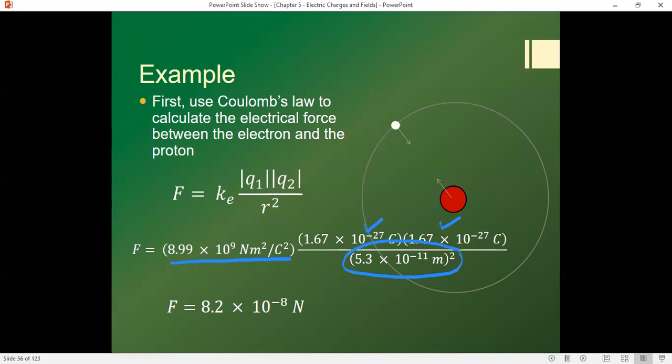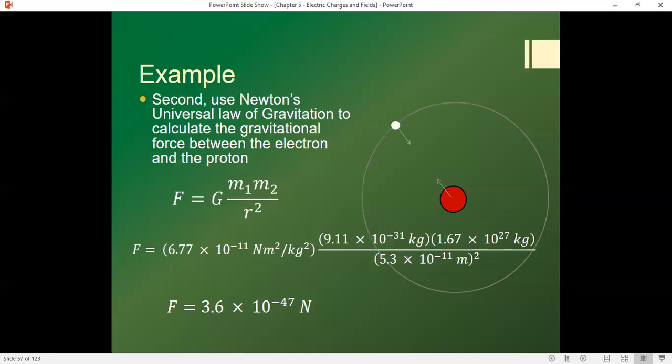So if I do that calculation, I find out that the force is very, very small, as I expect. It's 8.2 times 10 to the minus 8 newtons. If you want to use other units, that would be 82 piconewtons. Very, very small number. Okay, now I'm going to do the same calculation, but this time I'm going to do it for gravity. So there's our old universal law of gravitation equation, which we got from Newton.